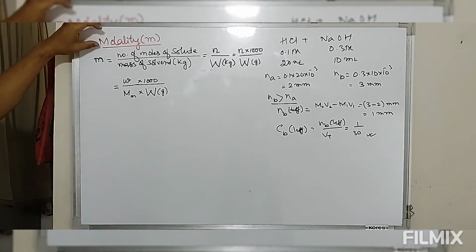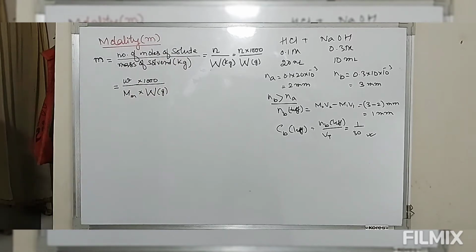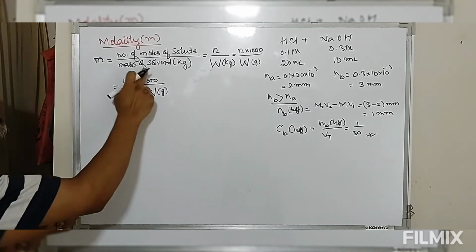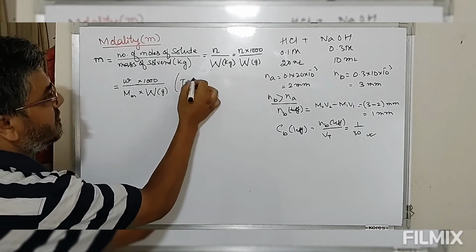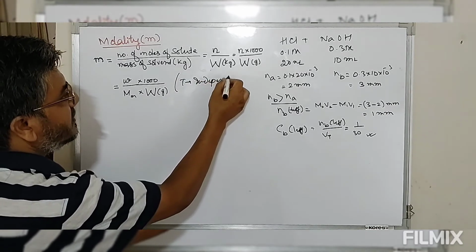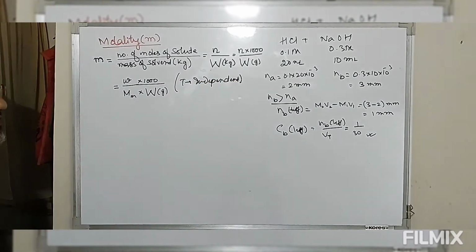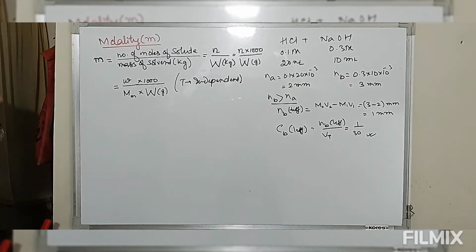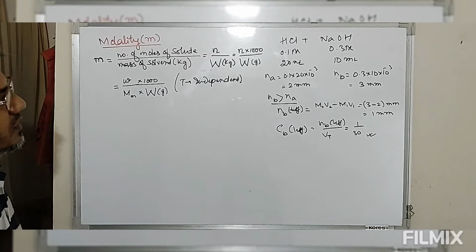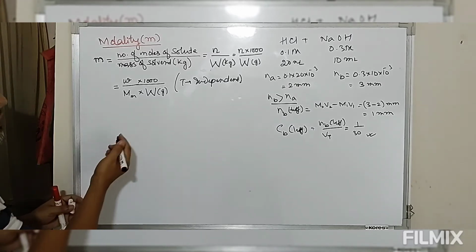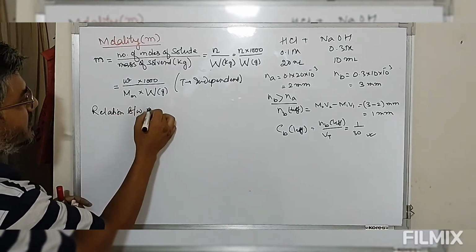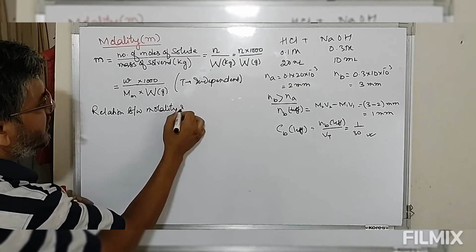So look at this. For defining molality, we express mass in kilograms only. Now look at this. The number of moles is temperature independent. Mass is temperature independent. So this is temperature independent. So molality, as a unit of concentration or a method of expressing concentration, is temperature independent. It does not vary with temperature. Now this is molality. We have expressed molarity also. Now there is a relationship between molality and molarity. A relation between molality and molarity.